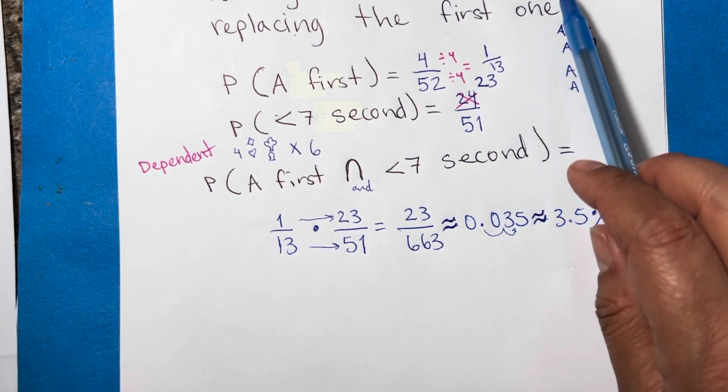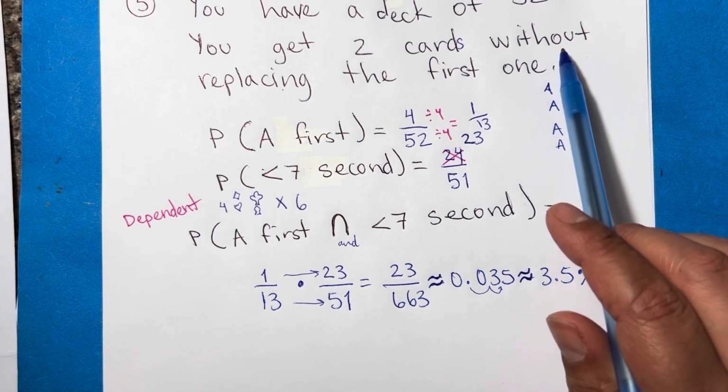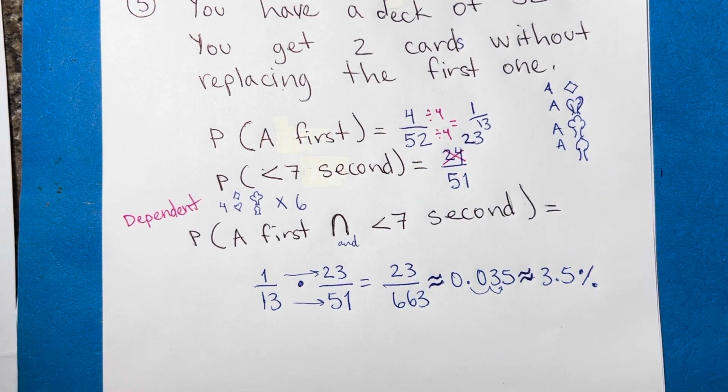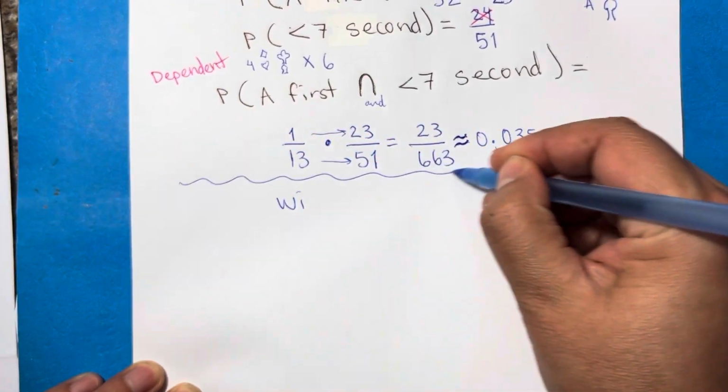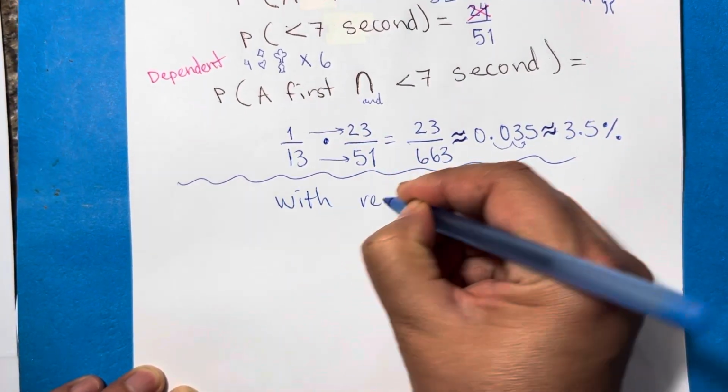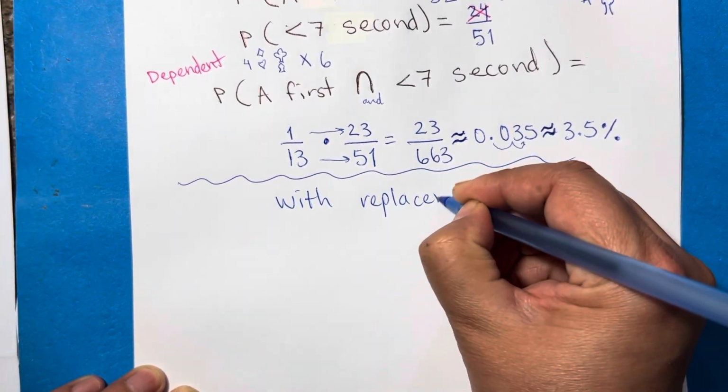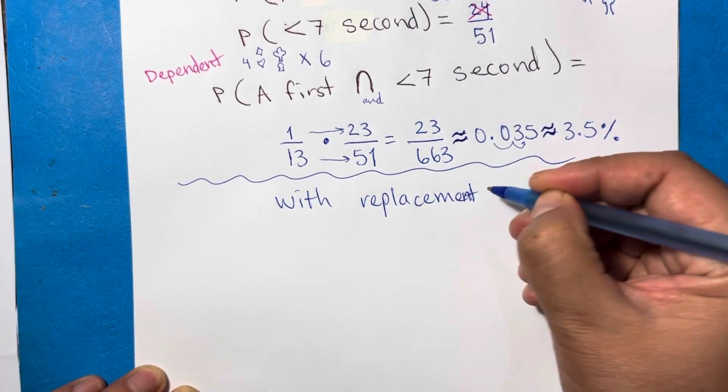What did we say with replacement? You choose one and then you put it back. Let's do that. Just pretend that it says with replacement. This is just an extra.